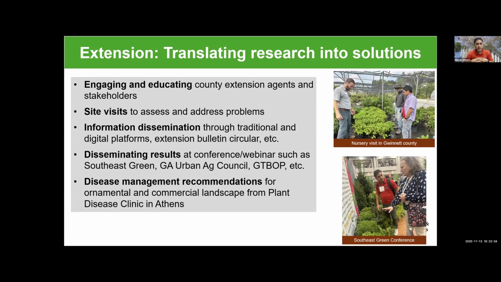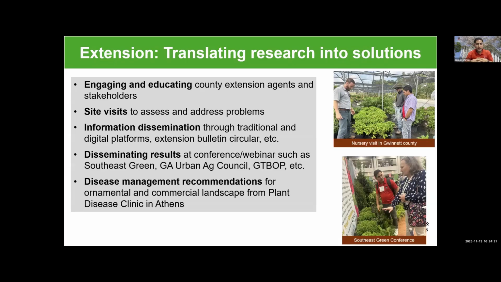And then I also look forward to disseminating scientific information through traditional and digital platforms, extension bulletins through UGA, and also attending several conferences and webinars like GTBOB that we have now, or the Southeast Green and Urban Ag Council meetings and all that. One of the other important aspects, and this is where you can see on your bottom left, I was with Dr. Jean Woodward, who was in this position before, as I mentioned. I got to meet her at the Southeast Green Conference, and I was getting a lot of valuable insights from her, because she has been in this role for nearly 20 years.